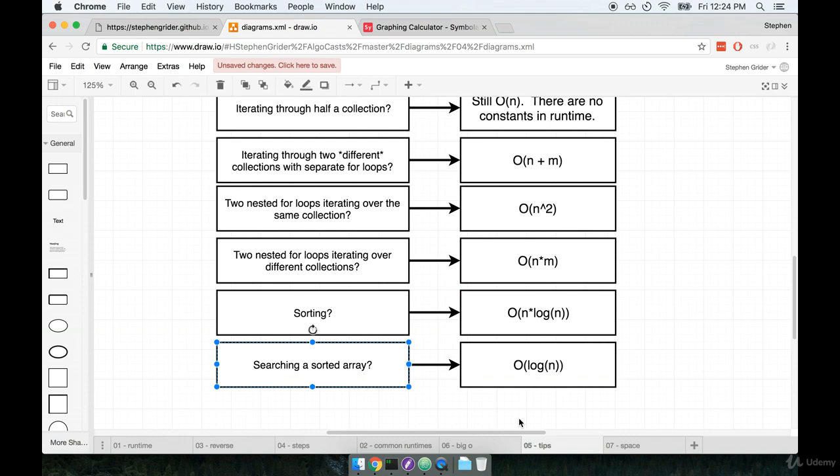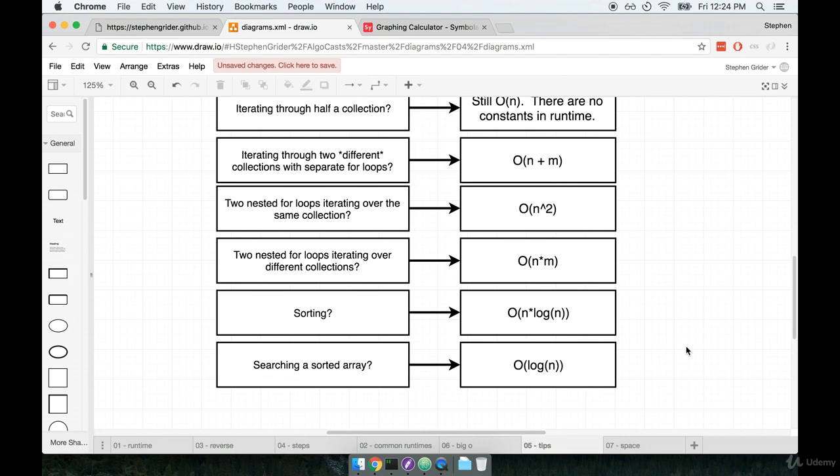Then the other thing to keep in mind is searching through a sorted array. So if you have an array of, say, numbers or a collection of anything that is sorted in some fashion and you have to search through it, chances are you have a log n runtime complexity from that operation. So anytime you see sorting or searching, you likely will have something related with one of these runtimes right here. So just something to keep in mind.